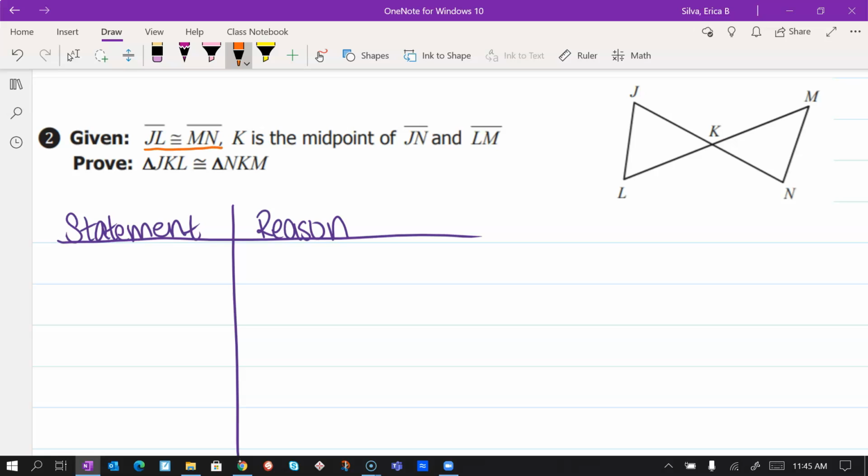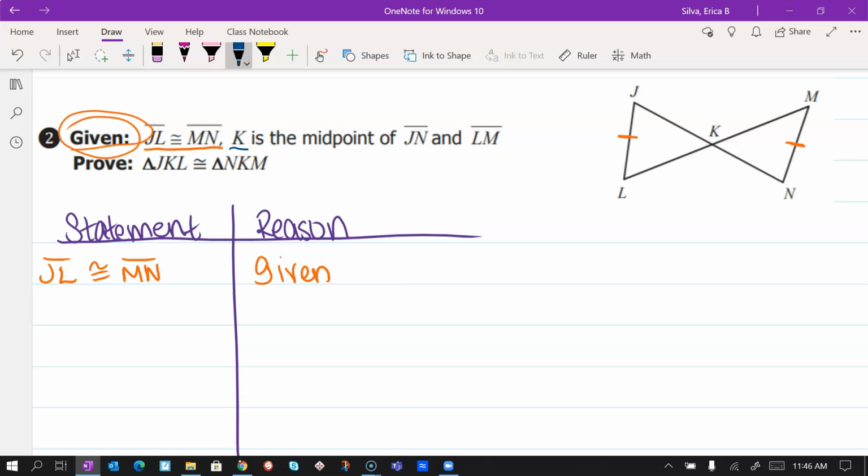It tells us that JL is congruent to MN. So we've got JL congruent to MN. The good news about proofs is that we've already been doing it. Now we're just writing it down as a proof. So let's write down that part. We're going to say JL is congruent to MN. And how do we know that those two are congruent? Did we just guess? It's given. So we're going to write given. No guessing needed. It's given to us.